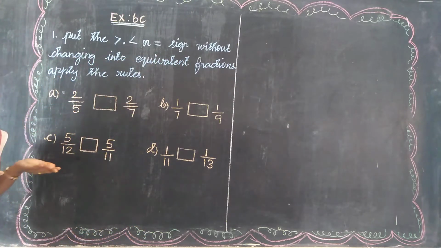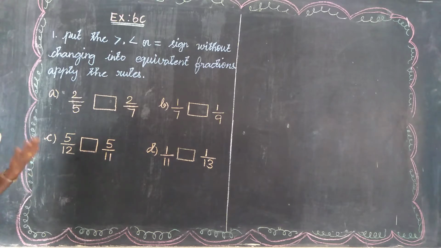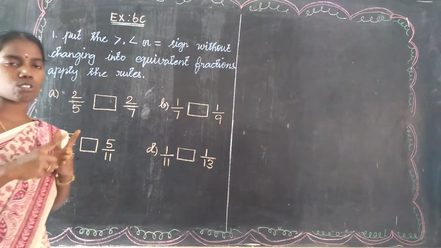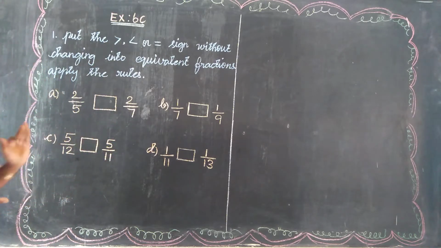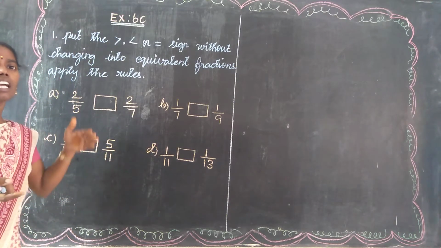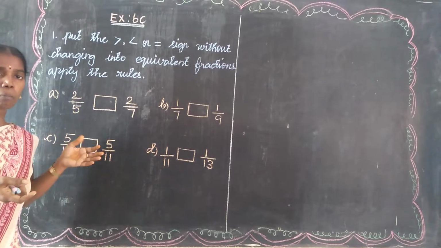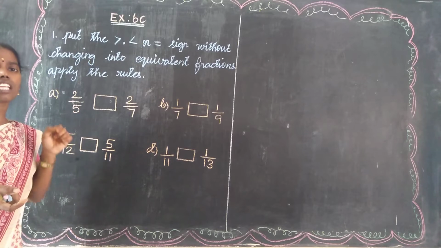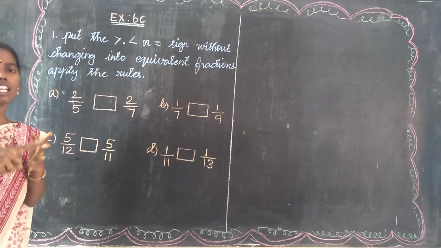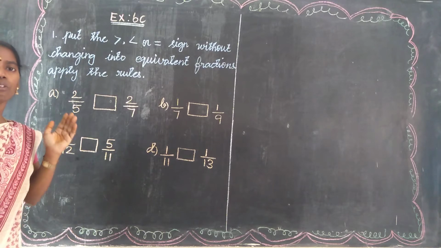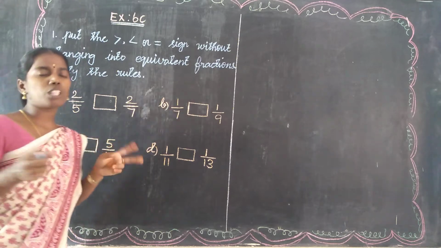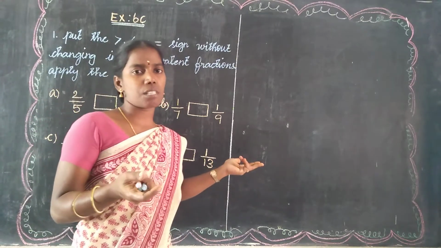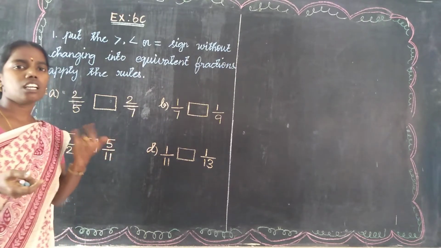We should not change into equivalent fractions; we must apply the rules. The three symbols, less than, greater than and equal, must be filled in the box. Greater than means the symbol for the highest value, less than means the symbol for the smallest value, and equal means both values are equal. So let us see how to apply these symbols to the four problems.